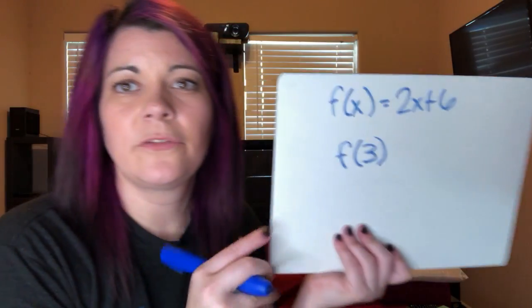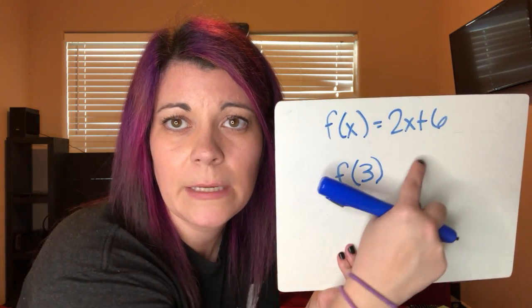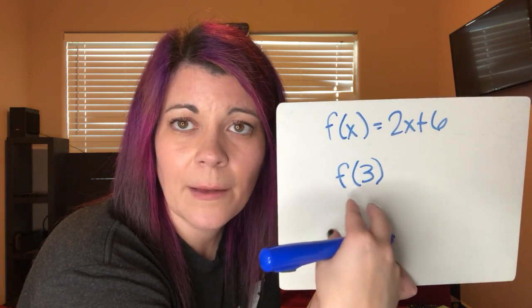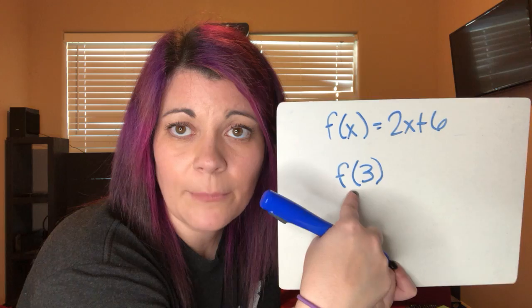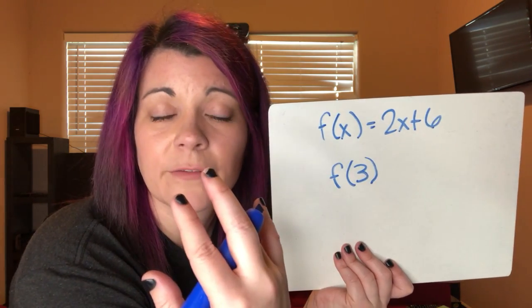So for example, if I say f of x equals 2x plus 6, and I want to find the function of 3. When you see this, it means the function of 3. This simply means that I'm substituting 3 in for x, okay? This does not mean that y is 3. I'm substituting the 3 in for x to solve for the function of x, okay?